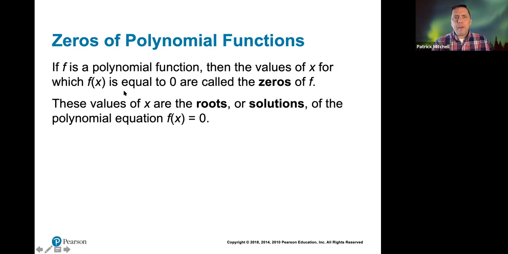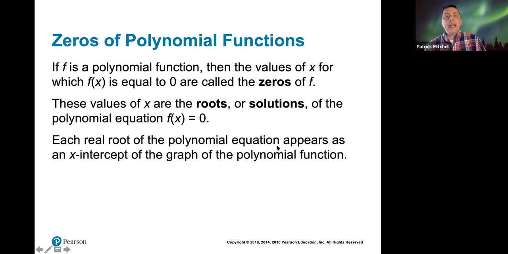Functions have zeros. Equations have roots or solutions. Roots and solutions are the same thing. Each real root of the polynomial equation appears as an x-intercept of the graph of the polynomial function. So there's another related concept: x-intercepts of the graph. They come from zeros.